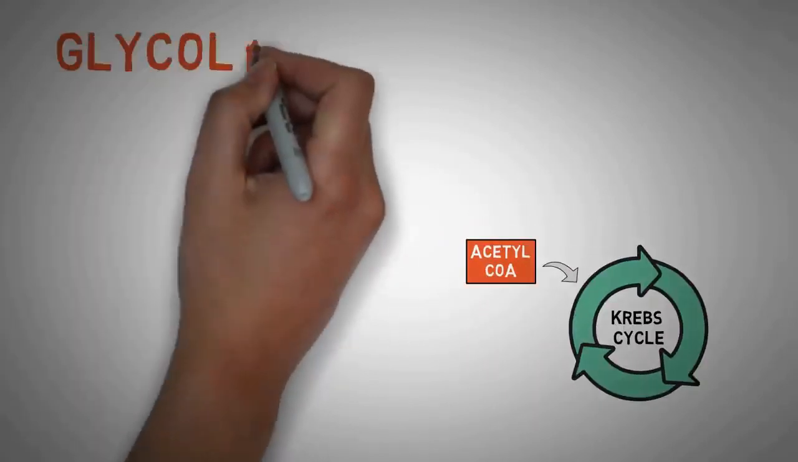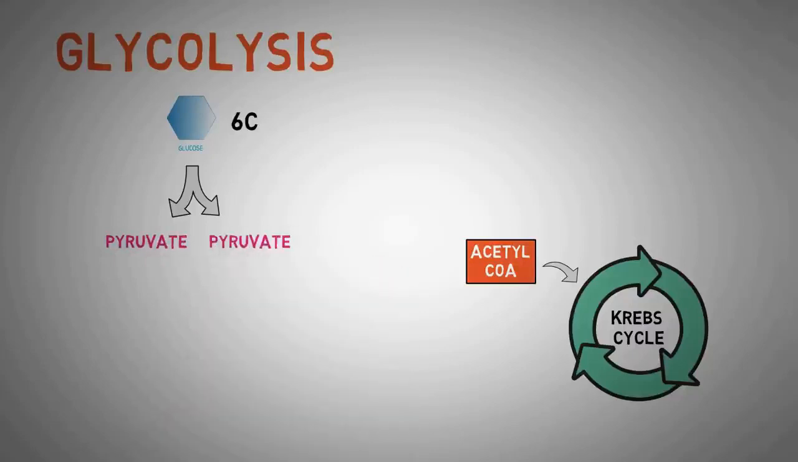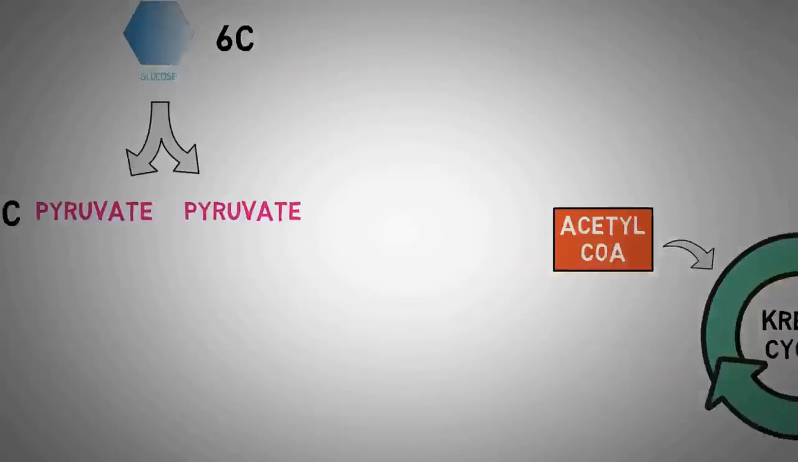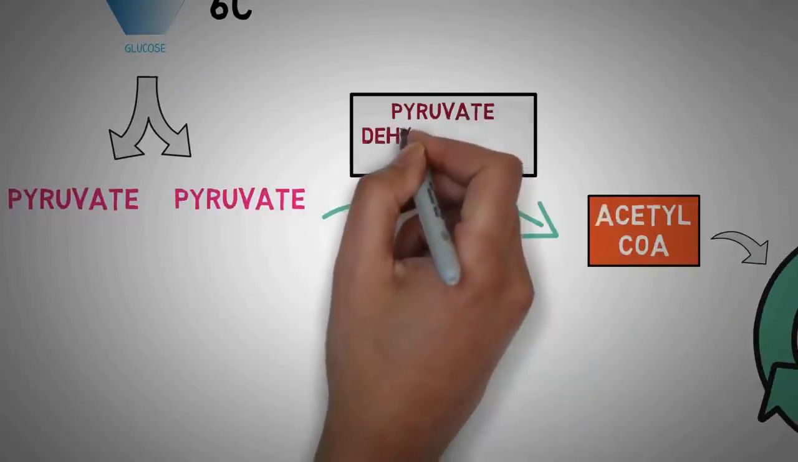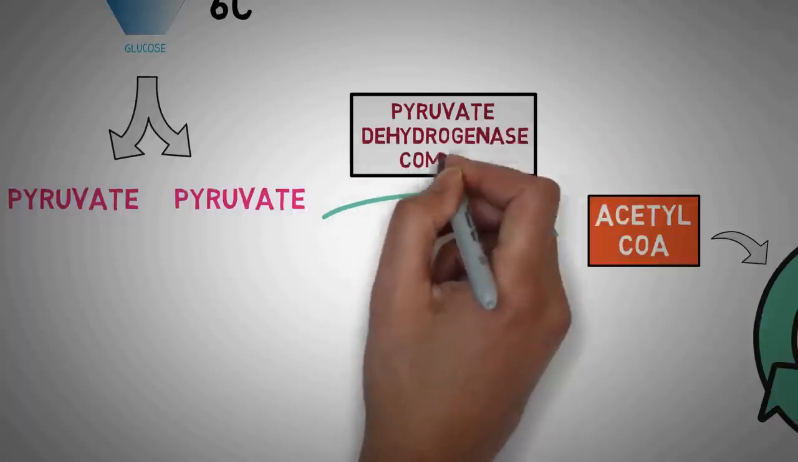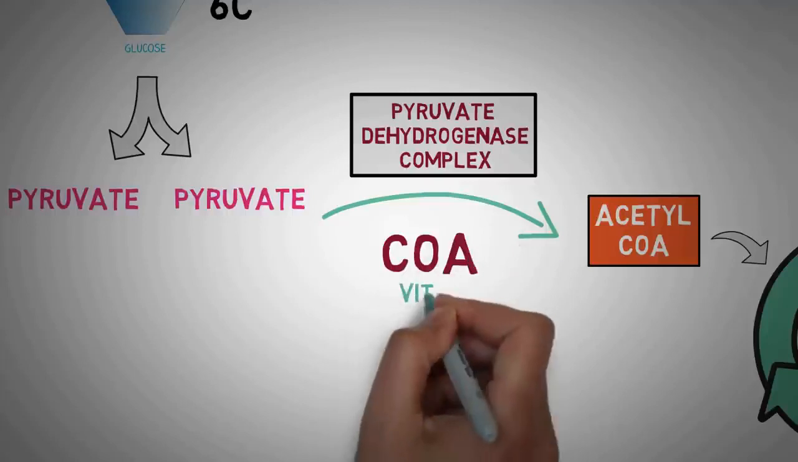Now one of the important biochemical pathways that runs before the Krebs cycle is glycolysis. In this pathway, we break down glucose, which is a 6-carbon compound, into 2 molecules of pyruvate, which is a 3-carbon compound. What happens next is that this pyruvate is acted upon by a set of enzymes collectively known as the pyruvate dehydrogenase complex. In this reaction, coenzyme A is also involved, which is a coenzyme derived from vitamin B5.